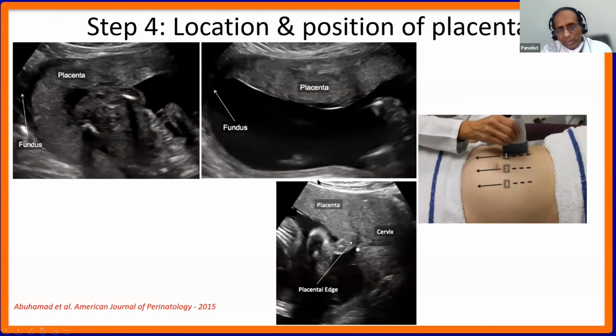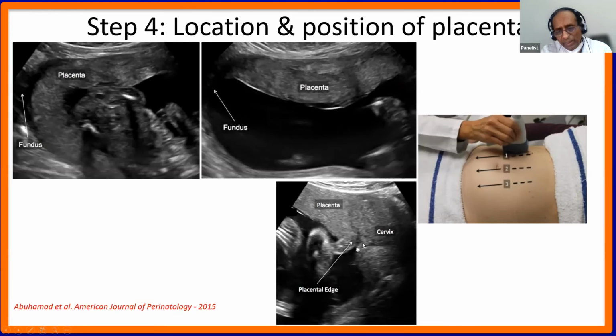The important thing here is to look at the lower edge of the placenta. Wherever the placenta is, the lower edge must be marked and you need to say whether the lower edge is far away from the cervix or closer to the cervix. And a placental edge less than 2 centimeters from the internal os is called a low-lying placenta.